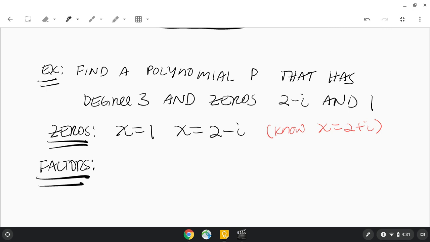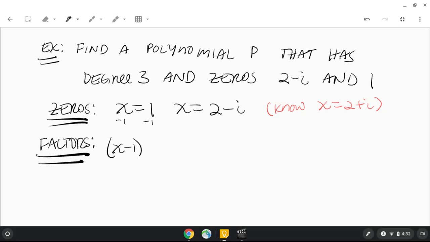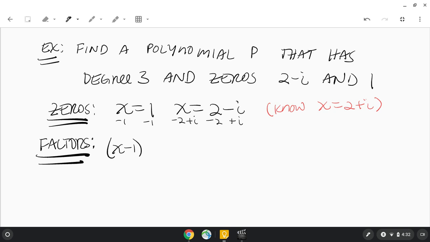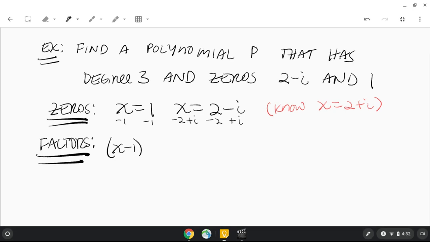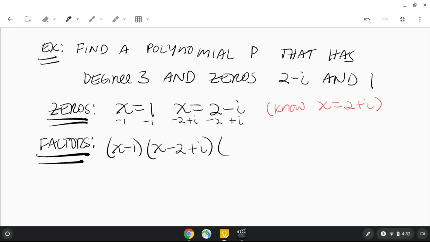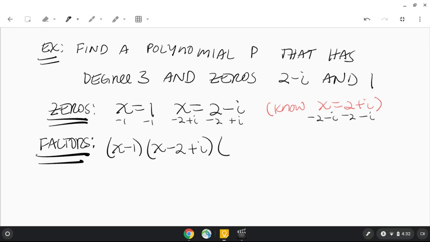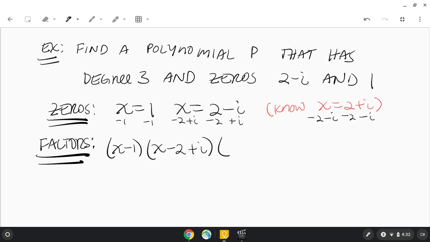All right, so this first one, x equals 1, so I'm going to subtract 1 on both sides. So my first factor is x minus 1. My next factor, I'm going to subtract 2 on both sides and add i on both sides. So my second factor will be x minus 2 plus i. And then my third factor, I'm going to subtract 2 on both sides and subtract i on both sides. So I get x minus 2 minus i.